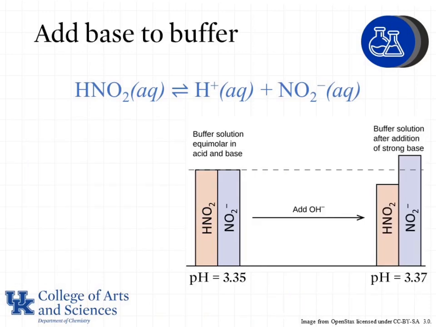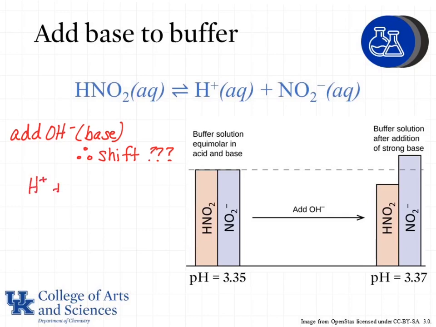Let's look at what happens when we add base to a buffer. We will add this as OH- because we're going to add it as a base such as NaOH or KOH. And therefore we will see a shift, but predicting the direction of this is a little bit more challenging because we don't see OH- in our overall reaction. However, we do know that H+ and OH- will react to form water. So if we add OH-, it has the same effect as removing H+.